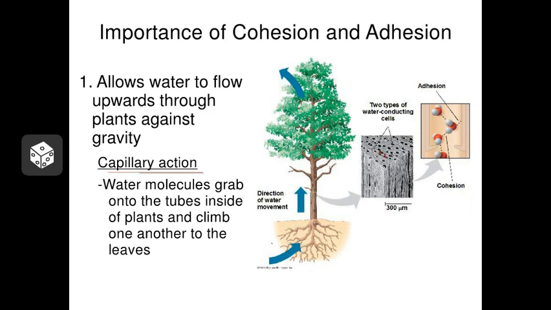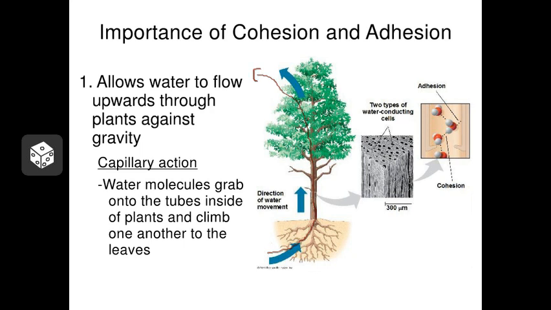And water travels from the roots, from the ground into the roots, into the stem, into the leaves, and then it comes out of the leaves and into the air. This is something called transpiration. Now, this is called capillary action because the tubes are very, very small.